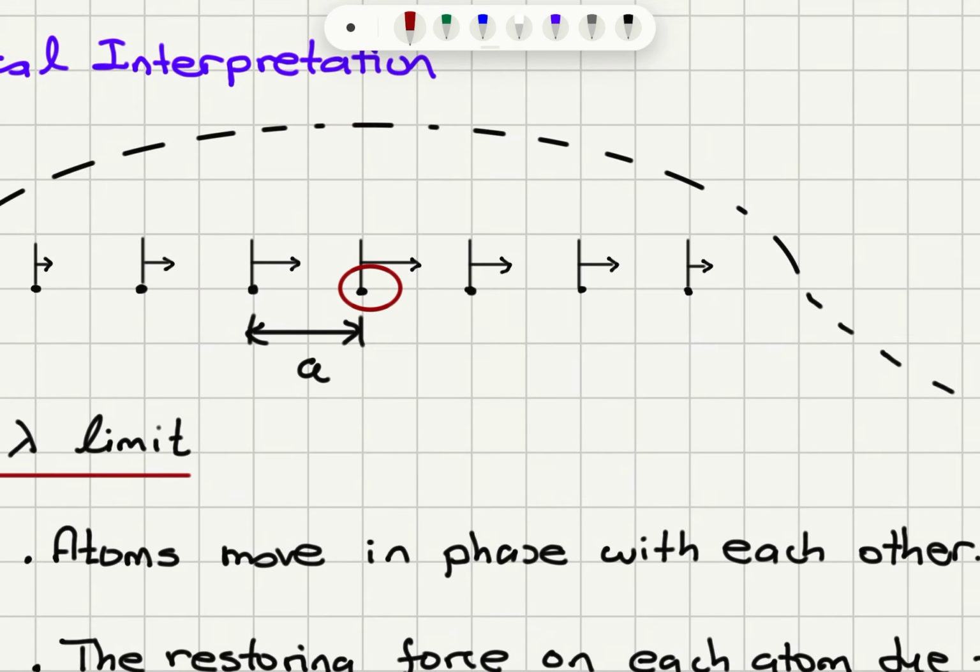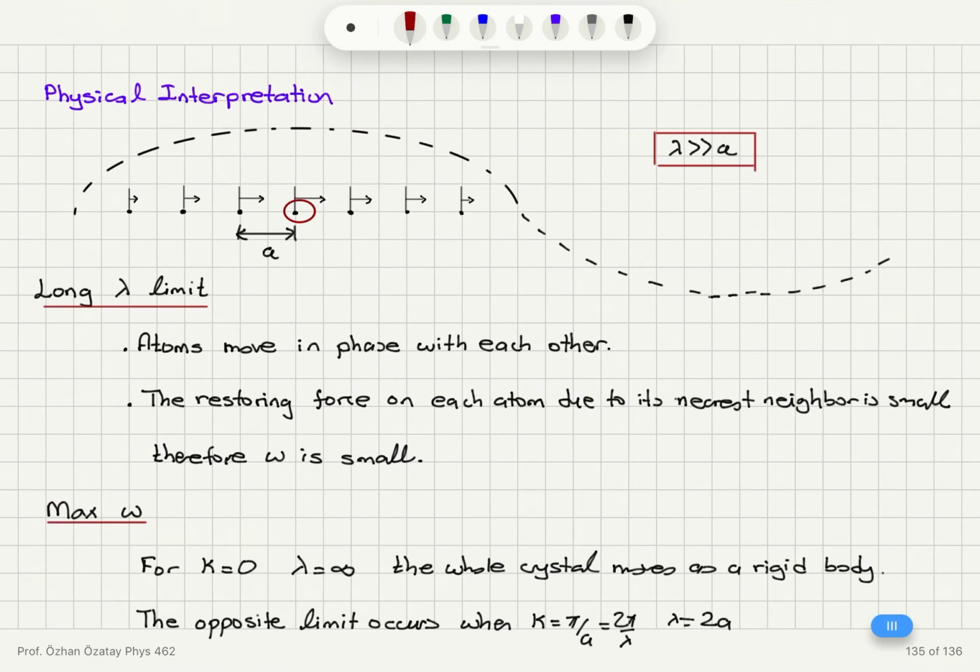So we have a very gradual change of displacements, and therefore if you look at the stretch or compression in the springs that connect these atoms, since the displacement from equilibrium of the spring is small, the restoring force will be small, therefore the angular frequency omega will be small. For maximum omega, for k equal to 0, lambda is equal to infinity, the whole crystal moves as a rigid body.